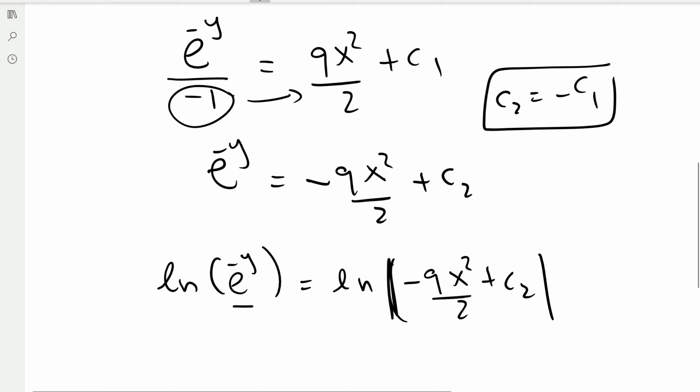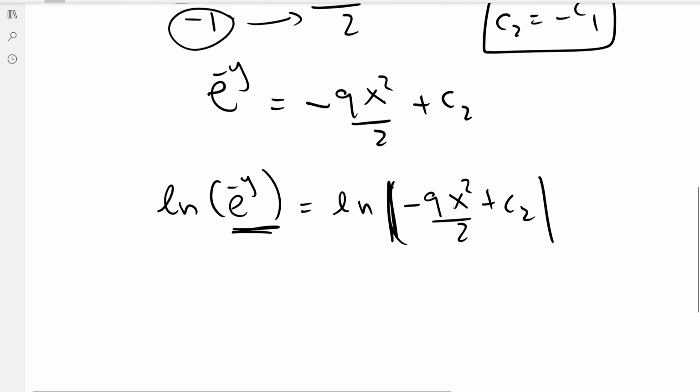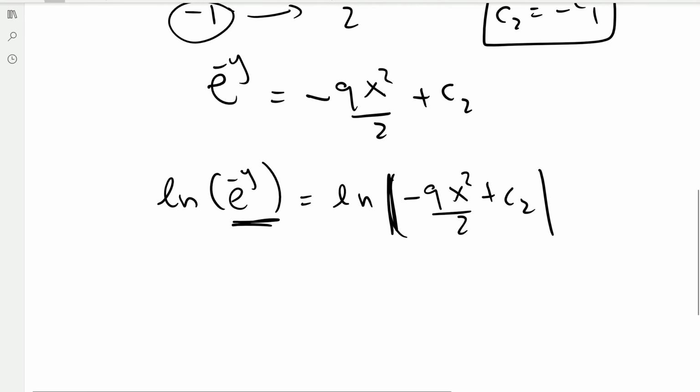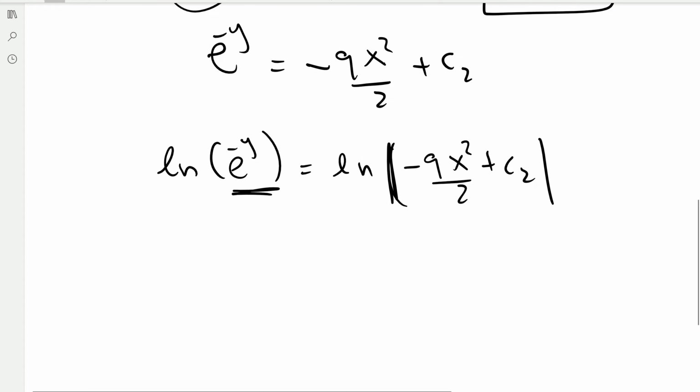Now someone might ask, why don't I have absolute value on the left? Well, e to the minus y is always positive. Exponential function values are always positive in this case. Okay, so doesn't matter. Alright, so we don't need to have the absolute values.